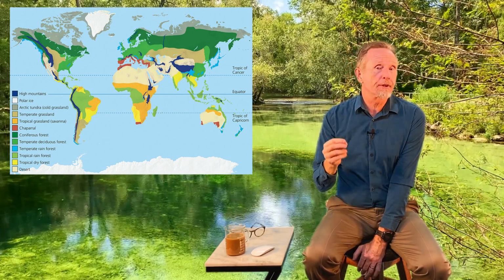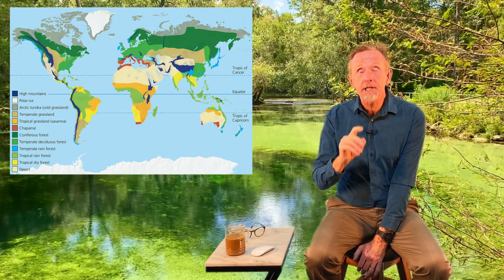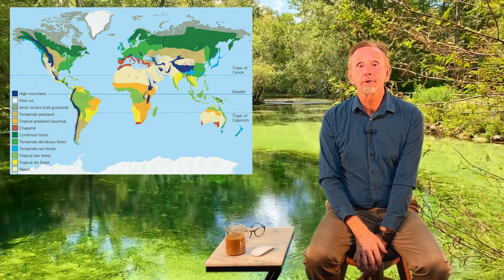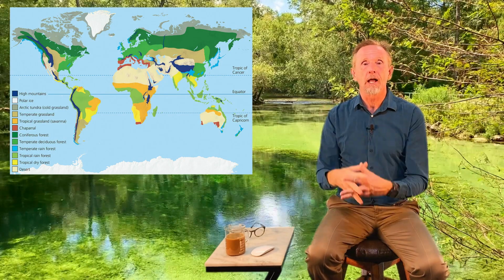We see the deserts in the light yellow. The darker yellow, sort of orangey, is our savannas, and then the lightish green is our tropical rainforest by and large. You see a lot of these various things.